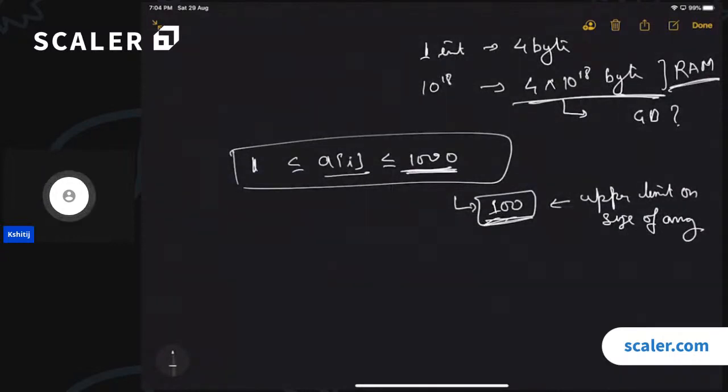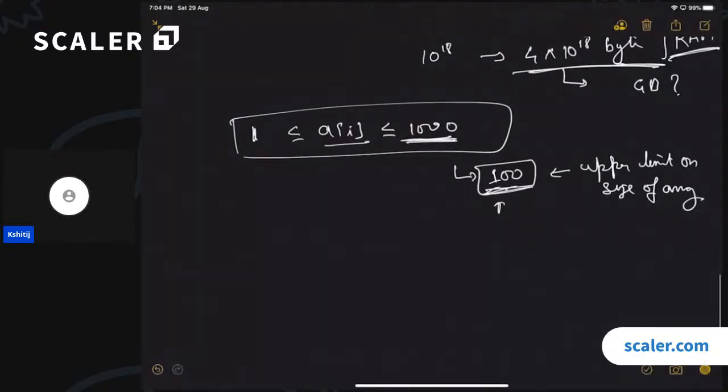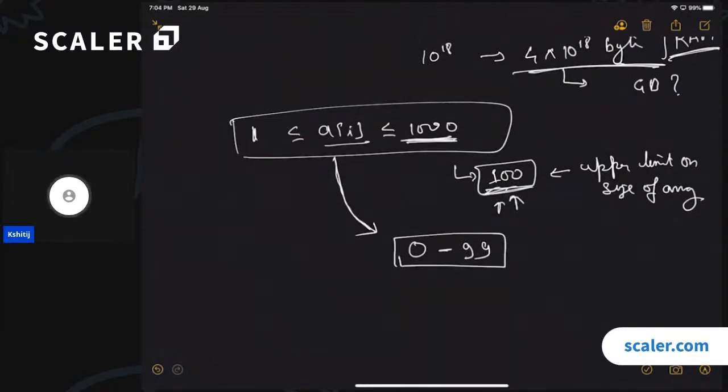So if I want to store the numbers as an index in the array, then I can only store till 100. Is there a way using which I can map all these numbers in this range to 0 to 99, because the maximum size that I can have is 100? So can I map all these numbers in this range? Is there a way? Have we seen any way?